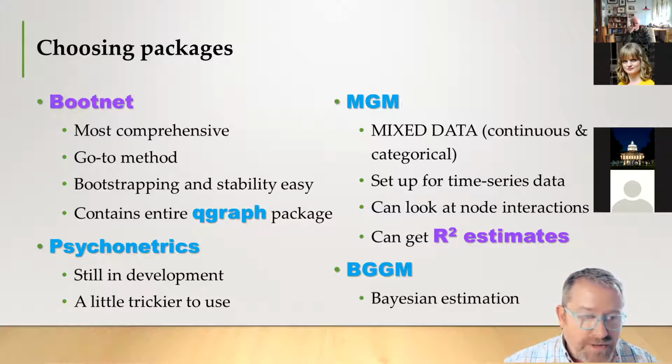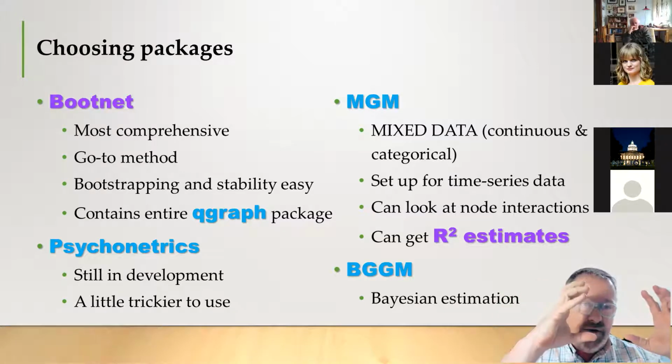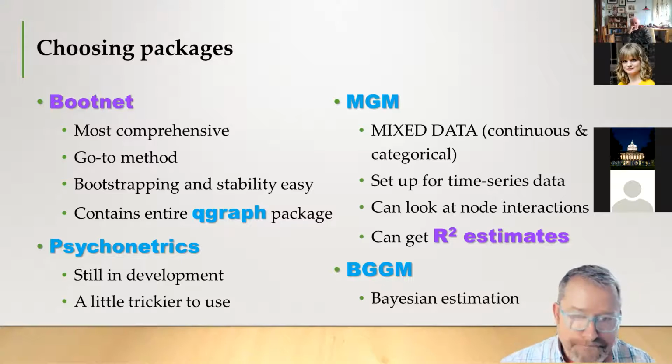BootNet is the most comprehensive. It contains the qgraph package, although to use some of the things in qgraph, you have to load that package separately. Sacha has been working on one called psychonetrics, and it has some model searching functionality that the other ones don't. It also will eventually be able to run network analysis on latent variables, which is kind of cool. So psychonetrics is trying to merge SEM a little more directly with network analysis.